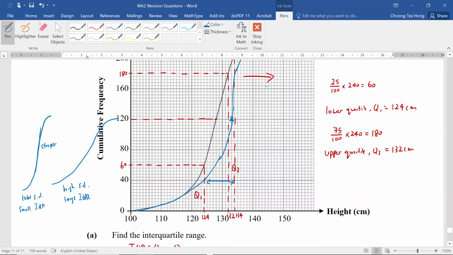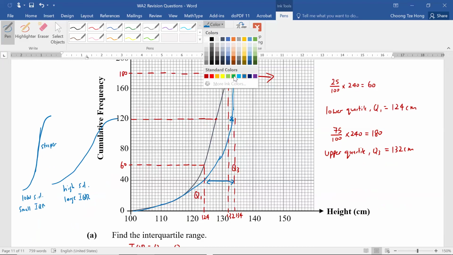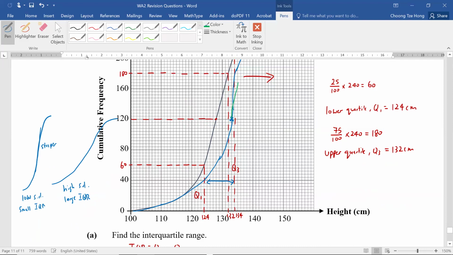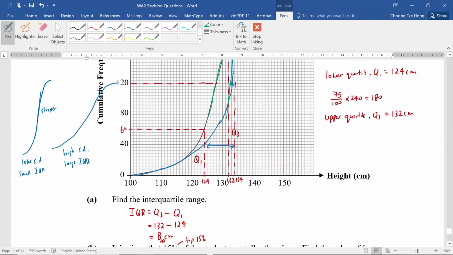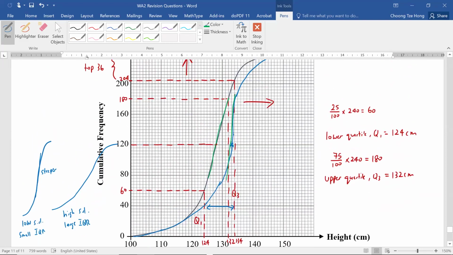Okay, so you can see that over here, the gradient. Let me use a green color marker. The gradient of this center part is going to be larger than the gradient for this part, going to be steeper. So this is how the lower standard deviation is going to have its effect on the cumulative frequency graph.